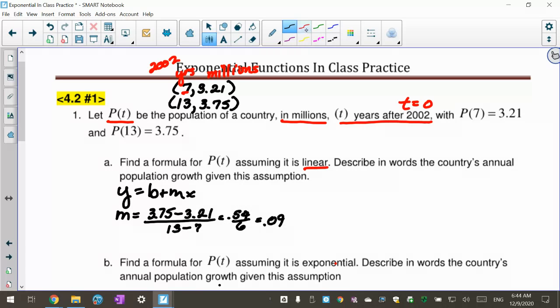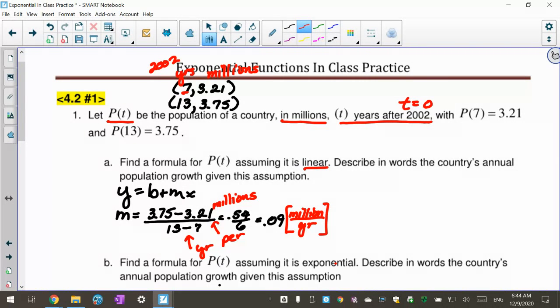Now, the cool thing about this, you already know the units, because right here, this is my y, so this is millions. Remember? And if it purrs and it's not a kitten, it's a rate, and that line means per, and this is year. So it's 0.09 million people per year. And it's positive, so I know it's growing.